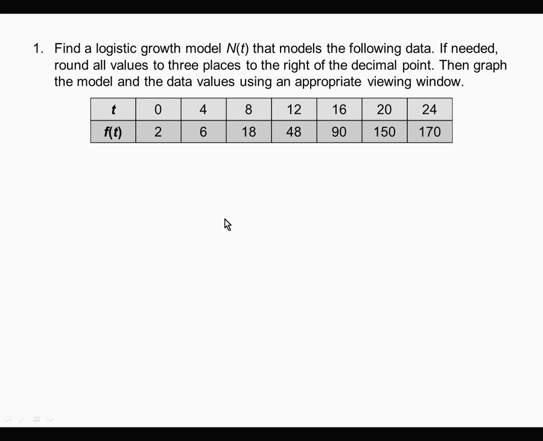Looking at our values of t, which is going to be x, 0 to 24 in increments of 4, I would use my x max to be 28, the next value, and my scale would be 4. And for the y values, since the max is 170, 200 might be good for a max when I draw the graph.